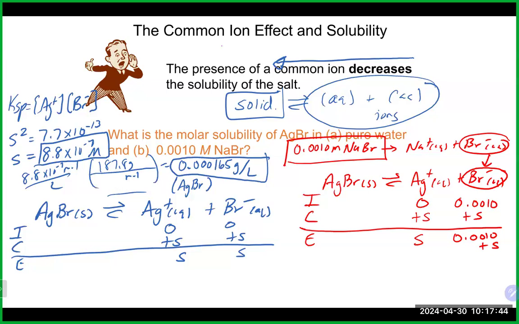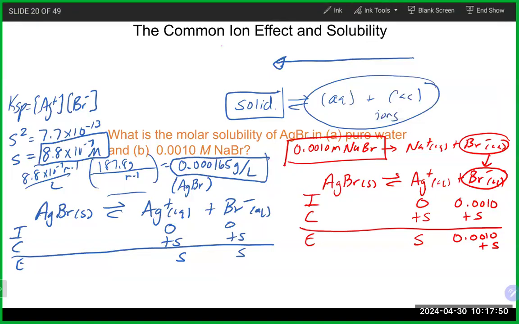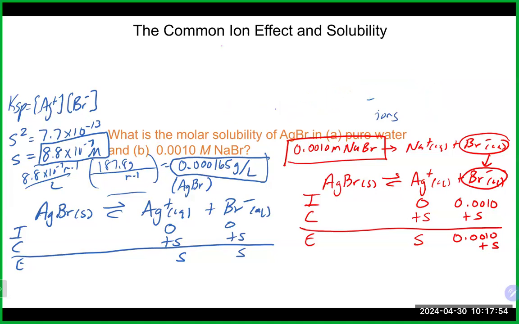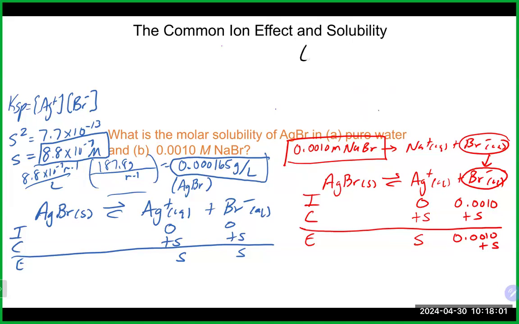So much like what we did before, I'm just going to erase some of that so I've got somewhere to write. We're going to go into our equilibrium expression, and when we do that in this particular case, we will get S times 0.001 plus S is equal to 7.7 times 10 to the minus 13. So again, just going into our Ksp.